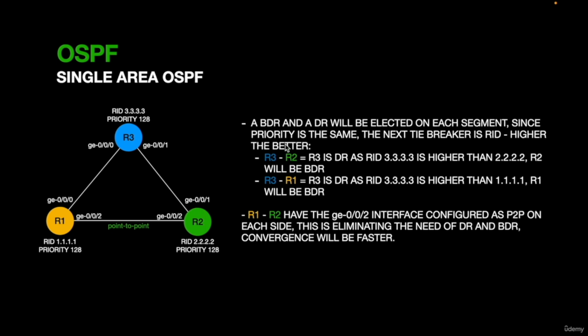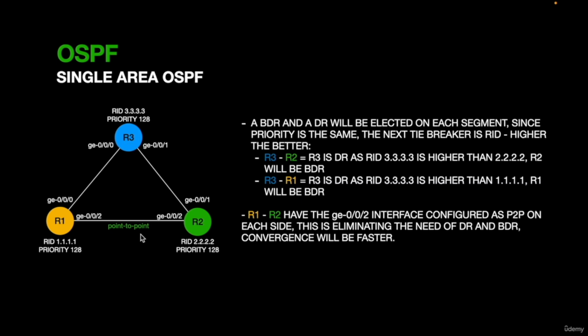But in fact, if I'm looking here on the segment R3 and R2, R3 will be the designated router, as its router ID is higher than R2's router ID, and R2 will be the BDR, and R3 will also be the DR for this segment here. But let's say if on R1 we have the higher priority, then R1 would be the DR and R3 will be the BDR in this segment here.